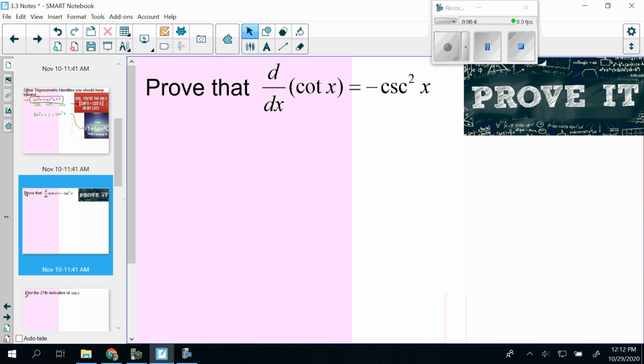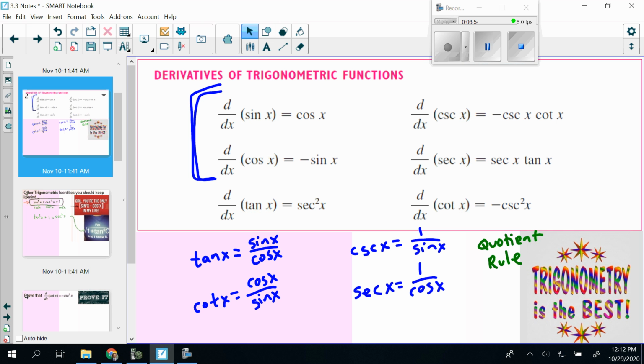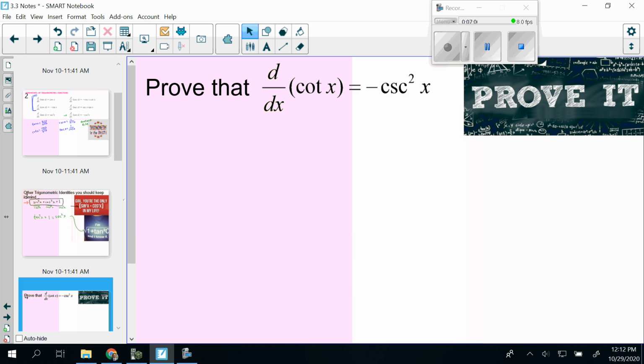Let's try one where they want you to prove it here. So they say, prove that the derivative of cotangent is in fact negative cosecant squared. That's one of those we had just a little bit ago. That was up on the screen here. They want us to prove this one. So let's show it with our quotient rule here.